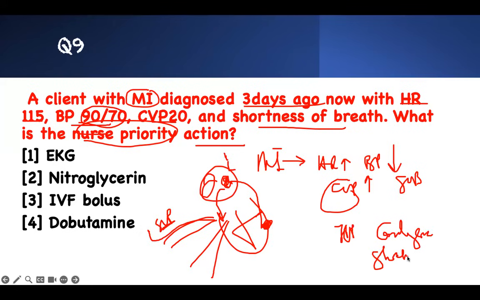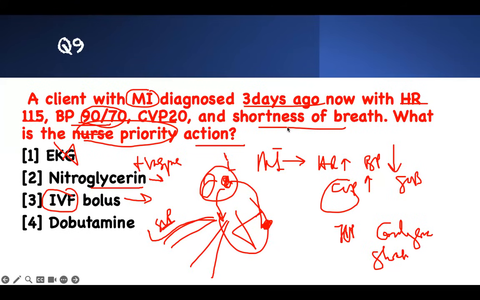How would you treat them? Getting an EKG will not give you any more information than I've told you. Nitroglycerin, yeah, it will decrease the preload and afterload, because it's a venodilator. But you need something to pump the heart. We just have nitroglycerin. If you give them fluid, you're killing them. You're drowning them more, given the shortness of breath.